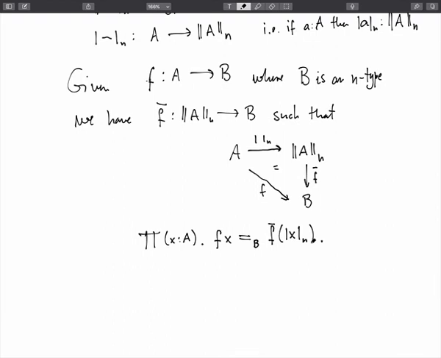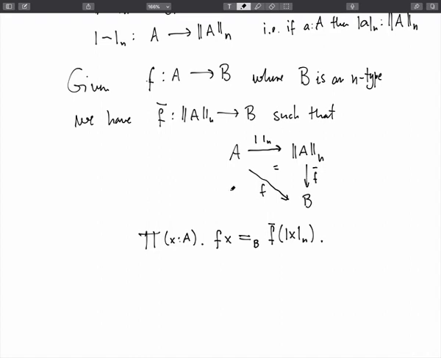The dependent version I was trying to get at would take this B to be dependent on A, and then this f would be a section of the pi, and this one would be a section of the pi. Okay, but let's stay with this because this one now shows exactly how you write down universal properties.